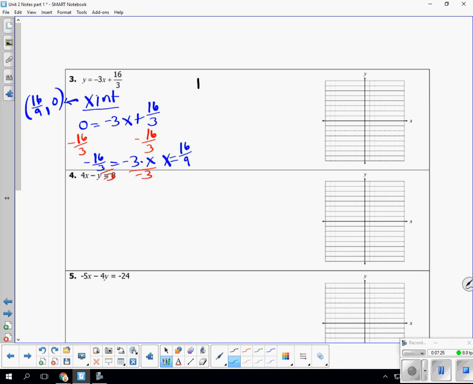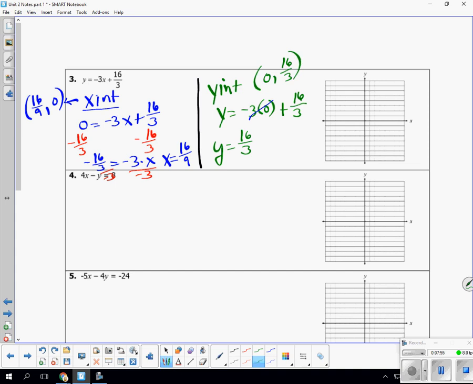All right, let's look at my y-intercept. And again, my x value is going to be 0. So I'm going to plug in 0 for our x. So we have y equals negative 3 times 0 plus 16 over 3. Again, that is gone, and my y value is going to be 16 over 3. So that makes my y-intercept 0, 16 over 3.